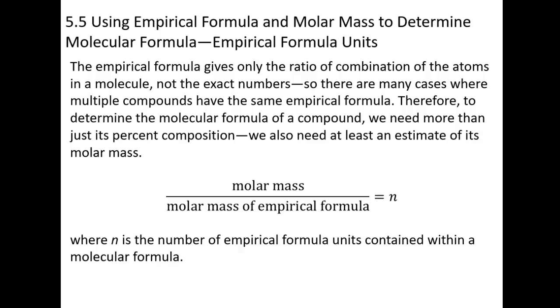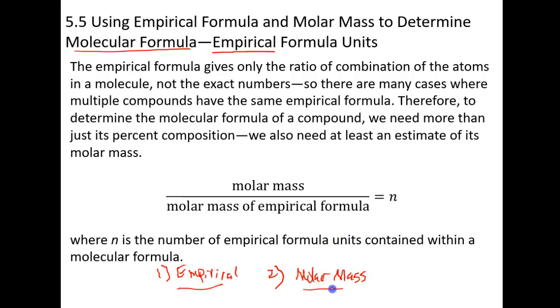Okay, so how do you determine a molecular formula? Last chapter we showed you how to determine empirical formulas, but how do we do molecular formulas? Well, there are two things that you need to find out a molecular formula. Number one is the empirical formula. And number two is the molar mass of your compound. So these are the two things you need: empirical formula and molar mass.